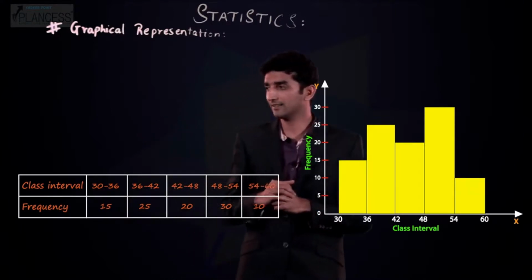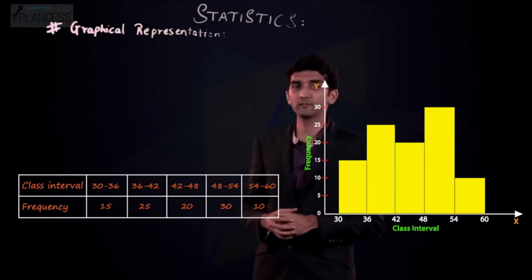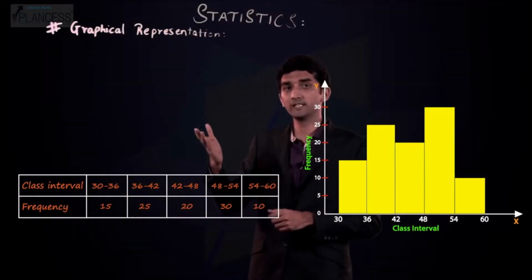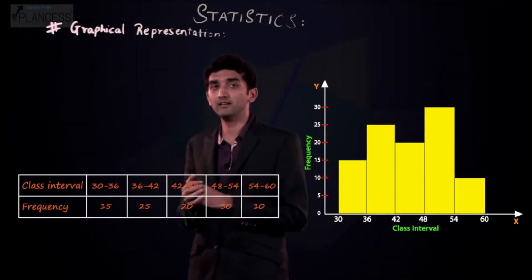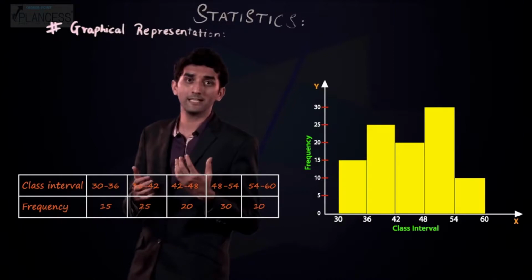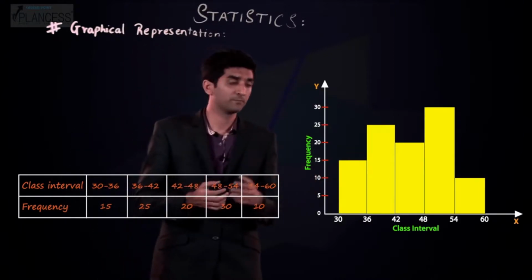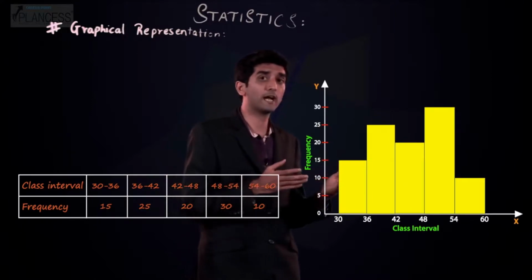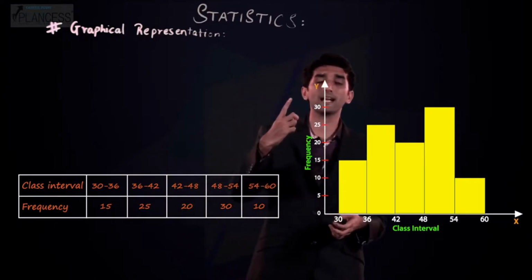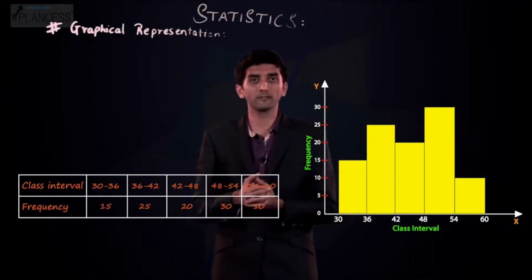So here are the class intervals and their corresponding frequencies, which are 15, 25, 20, 30 and 10. Now let's draw the histogram. As I said, the x-axis and the y-axis. The x-axis is going to have the class intervals and the y-axis is going to have the corresponding frequencies.